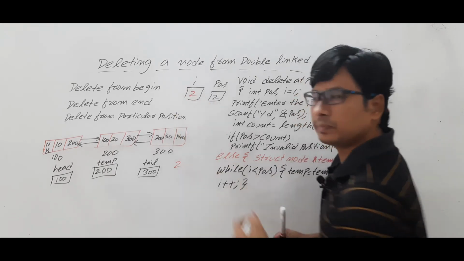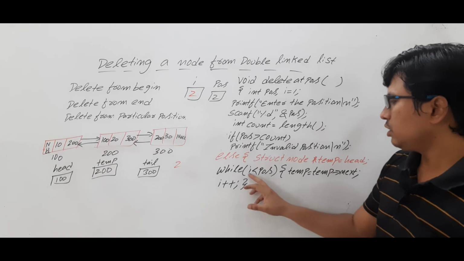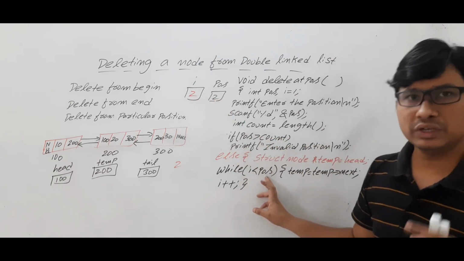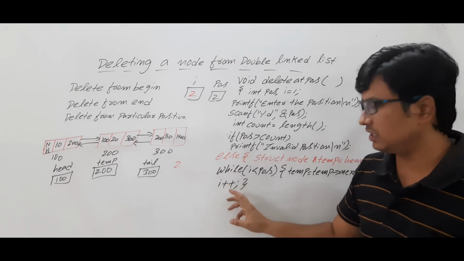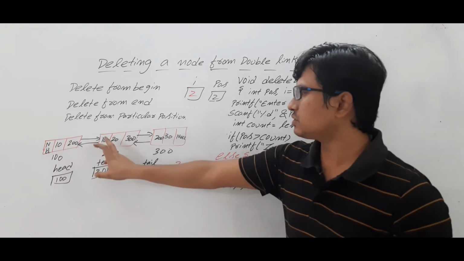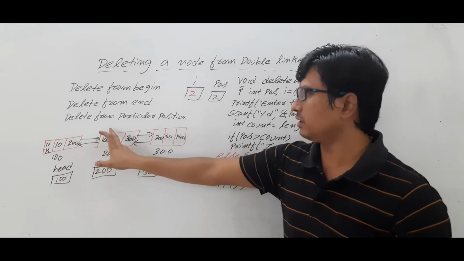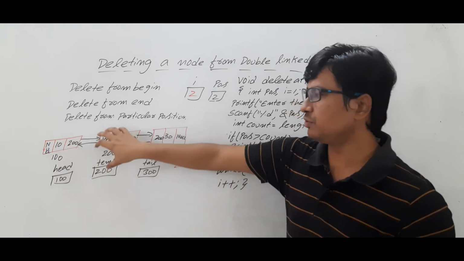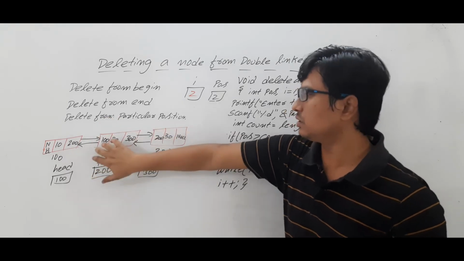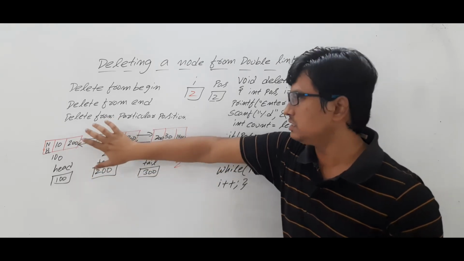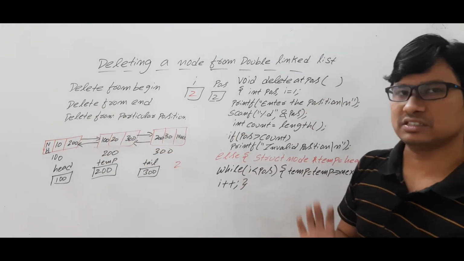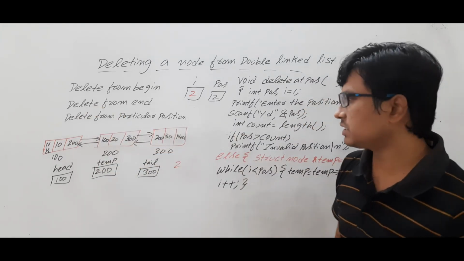Is it clear? Now look here: 2 less than 2? The I value is 2 and the position value is 2. No, 2 is equal to 2, so this condition will fail. If the condition fails, it will come out of the while loop. So we have successfully moved the temp pointer to the location where you want to delete. We want to delete the node from the second location, and the temp is now pointing to the second one, so we can release it. How we will release it, I will discuss for you. Are you able to understand?